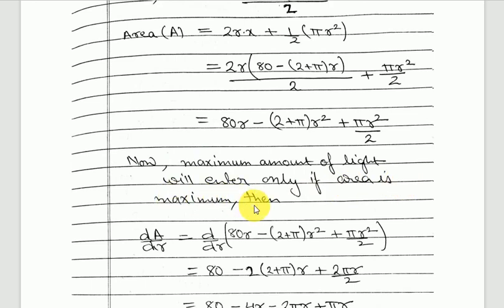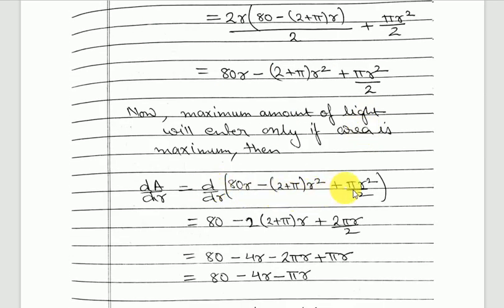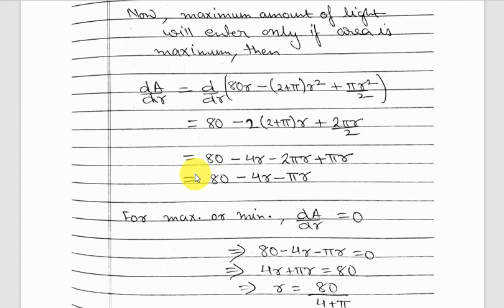Okay, so what we'll do, we'll find when the area is maximum. For that we have to differentiate this area function. So dA upon dr, because here the area is written in terms of r. So we have to differentiate this area with respect to r. After differentiating, you will get 80 minus 4r minus pi r.